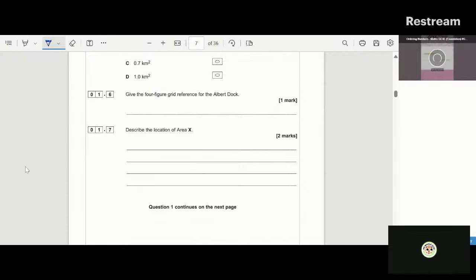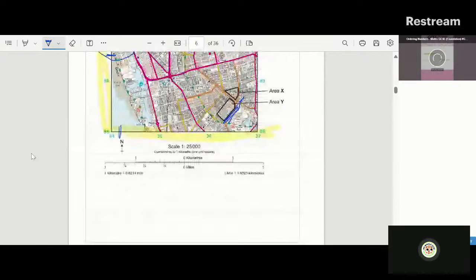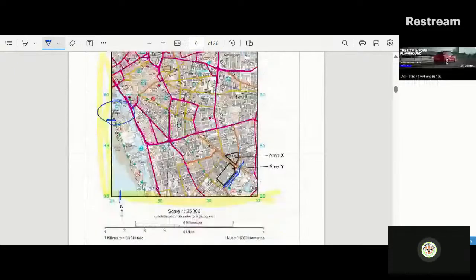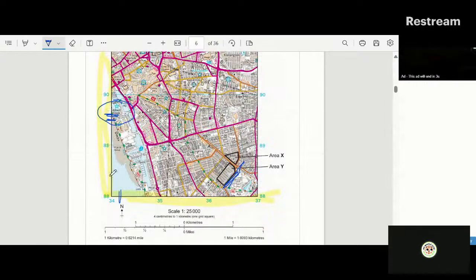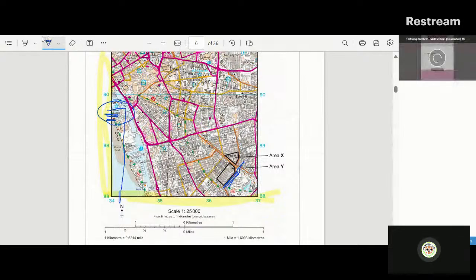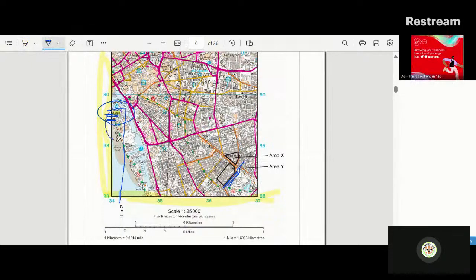Why isn't it 90? That's a good question. I always wondered this in geography, but I noticed in the mark schemes it always seems to be going towards the lower one. I guess Albert Dock is here, and you could say that's closer to 90, but because the Albert Dock is more this entire area rather than just that part there, so it's including this bit here as well. So because it's kind of long here, it's more 89.